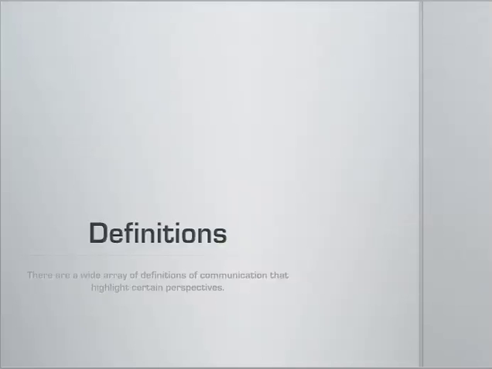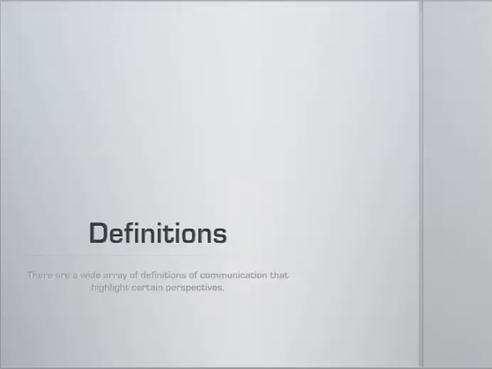Then Hovland, Janis, and Kelly in 1953 define communication this way: the process by which an individual transmits stimuli to modify the behavior of another individual. So we're still looking at transmission, even if we're dealing with persuasion in that particular definition. And then we have a definition that starts to encompass a little bit more than this transmissional element.